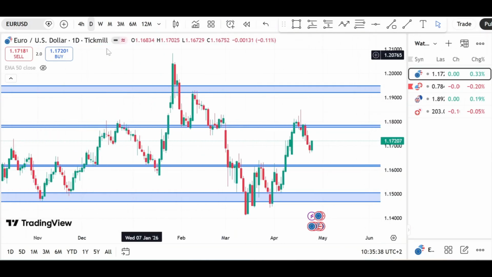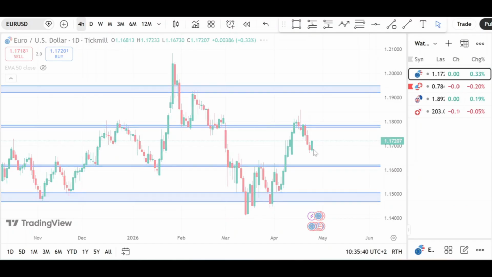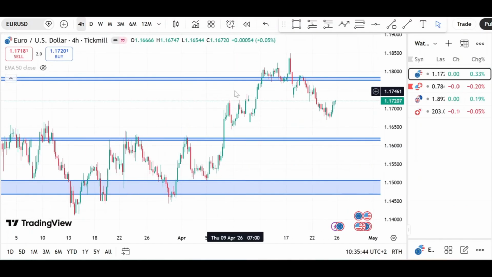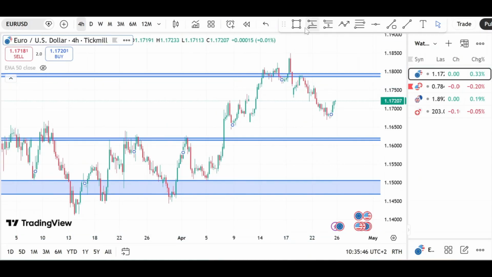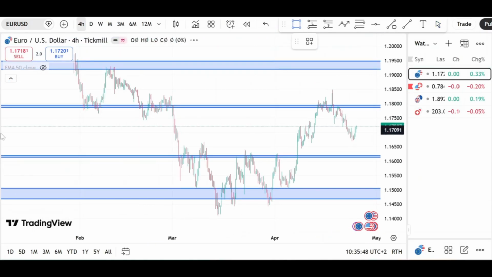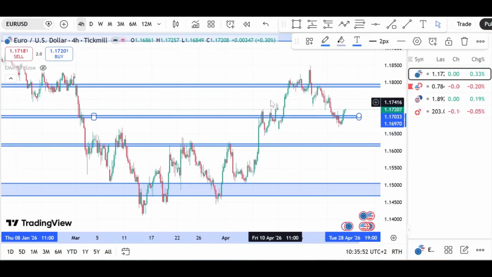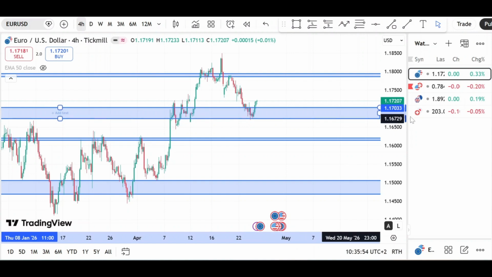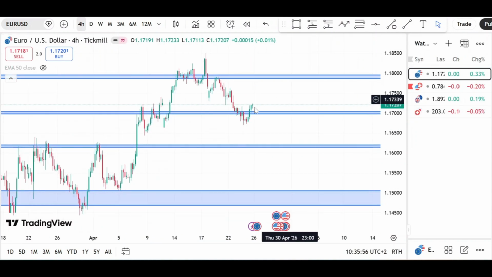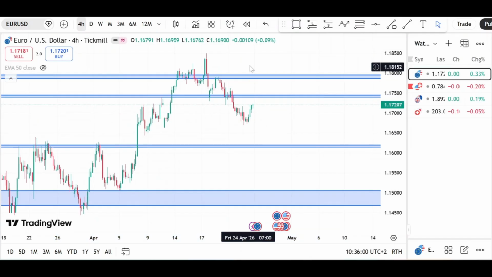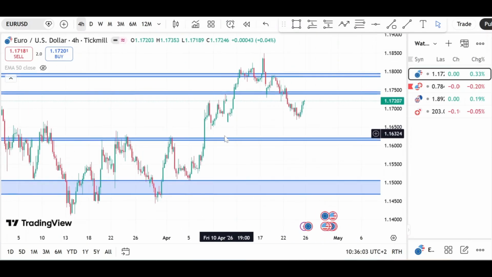We go in the H4 time frame to see what's happening also. As I have been saying, look at here. This is another zone here. This is another zone here.